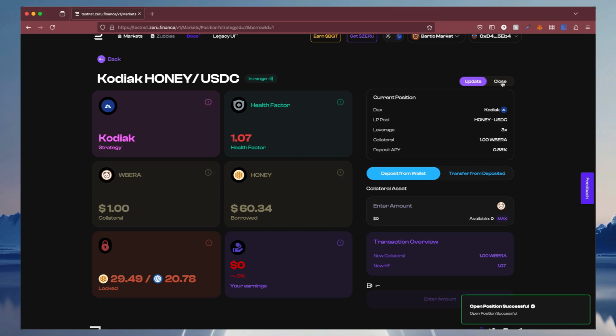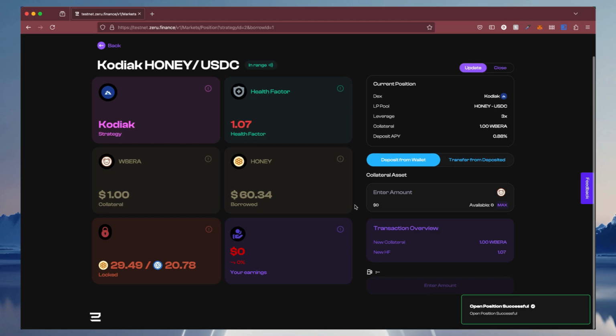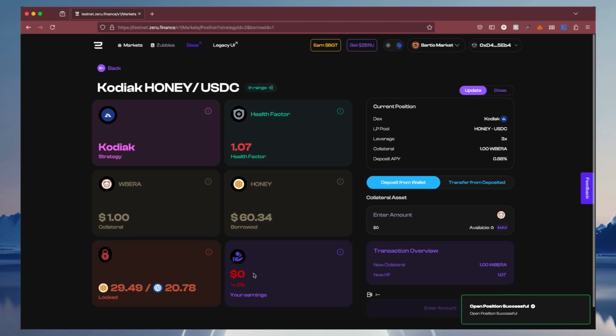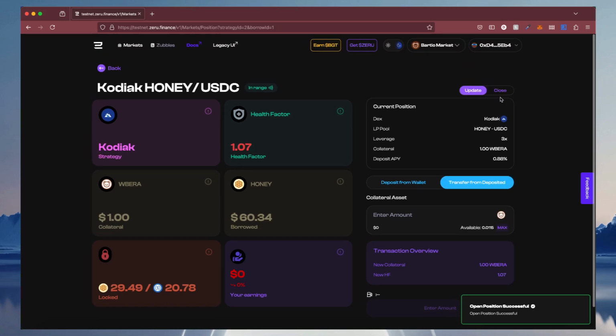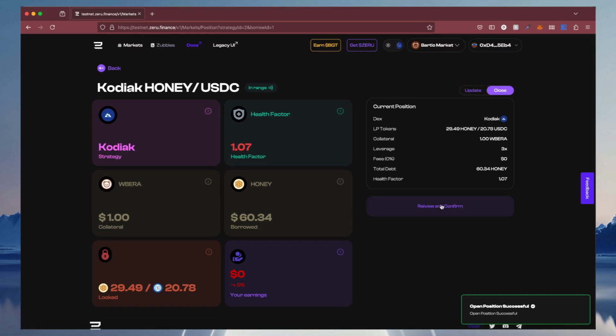To close it, first of all, I can update the position so I can see my health factor here. Maybe I deposit a little bit more at less leverage or something along those lines. And I can also see my earnings. Obviously, we just deposited, so I'm not going to have any earnings yet. I can also transfer some tokens from other ones I've deposited from WBera, and obviously I can close my position.